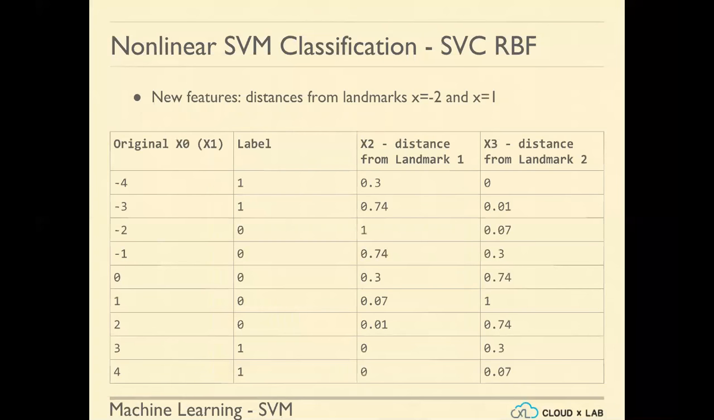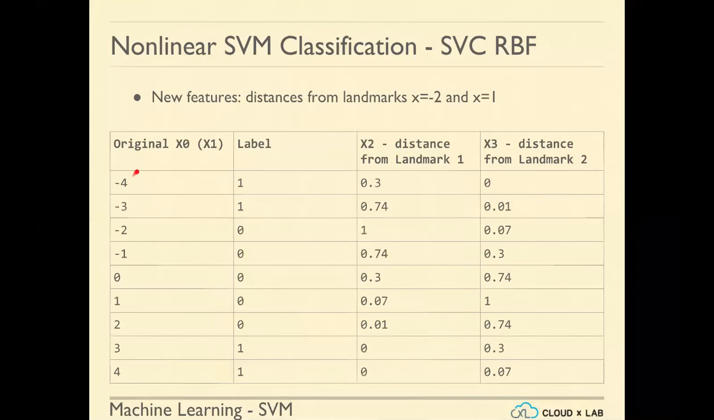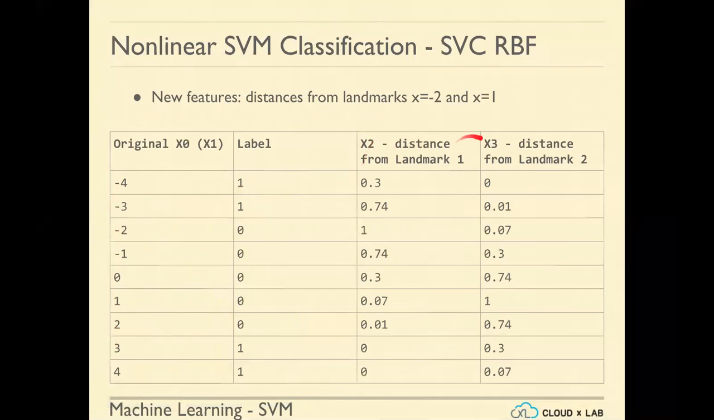Question from Noor: how many landmarks to select and what would be the criteria? Good question. The general strategy is whatever is there in your feature X1, make all of these landmarks. Therefore, if it has 9 records, there will be 9 more columns.